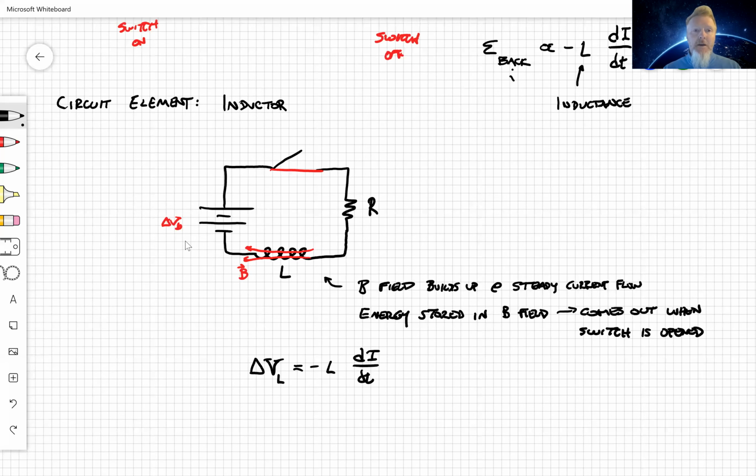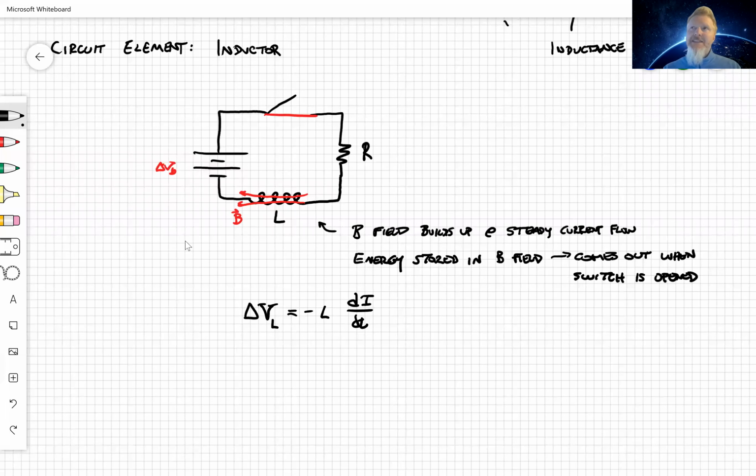Okay. So that's a circuit element known as the inductor. It is an energy storage device in the same way that a capacitor is. Okay. A capacitor ultimately stops the current flow, but the inductor ultimately tries to inhibit the start of the current flow, right? So they act kind of oppositely in that sense.